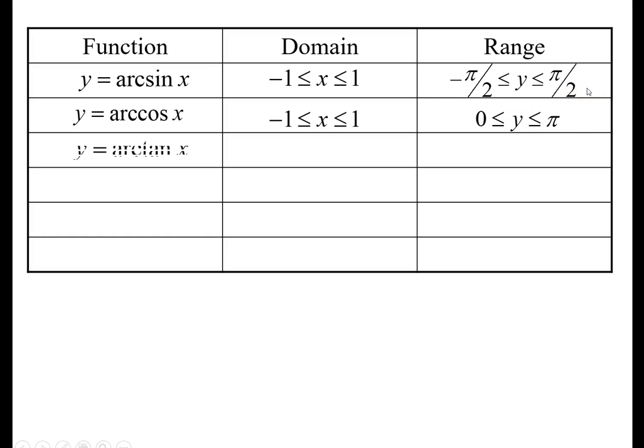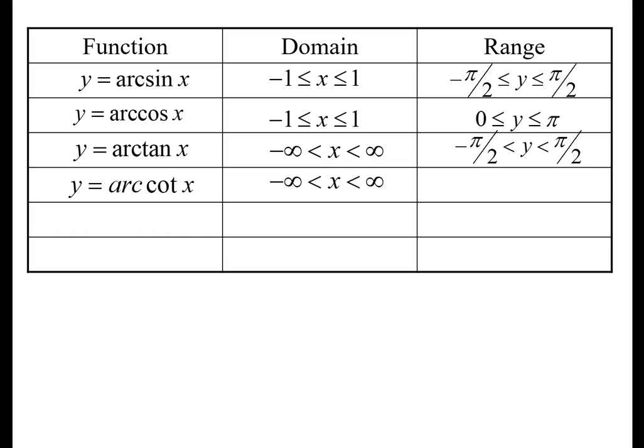Arctan, the domain is all real numbers, and the range for arctan is the same as the range for arcsine with the exception of the endpoints. It does not include those because tangent's not defined there. Arc cotangent, domain is all real numbers. The range is the same as for arc cosine, again, except at the endpoints because cotangent is not defined at those locations.